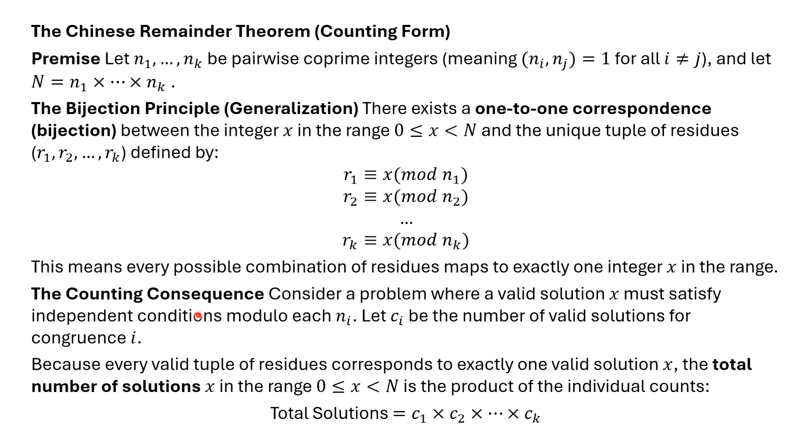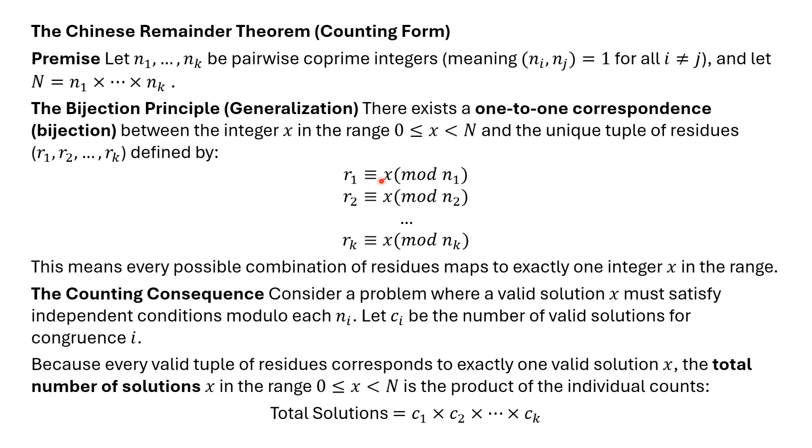The consequence in terms of counting is to consider a problem where a valid solution x must satisfy independent conditions modulo n sub i. So in other words, you have an x that solves this. Let C sub i be the number of valid solutions for congruence i. So you would have C sub 1 solutions here, C sub 2 solutions here, and so on. Because every valid tuple of residues corresponds to exactly one valid solution x, the total number of solutions x in the range 0 to n, not including n, but including 0, is the product of the individual counts.